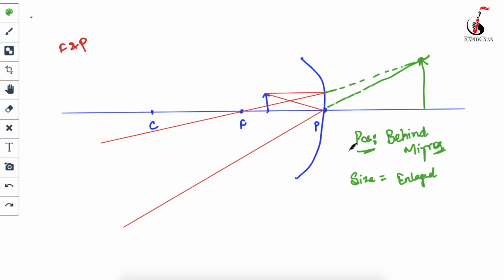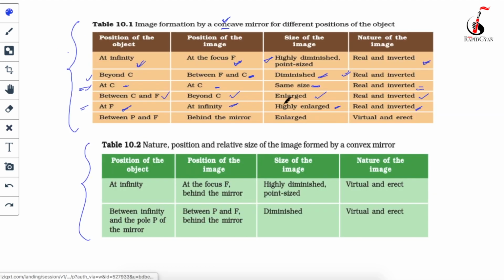And is it real or virtual? It's virtual, it's not real. Why virtual? Because these two reflected rays are not intersecting each other in actual. So that's why the image formed will be a virtual image, and of course the image is erect. So hope you guys understand this. It's behind the mirror, enlarged, virtual and erect. So check here, it's between P and F, behind the mirror, enlarged, virtual and erect. So this is for the concave mirror.